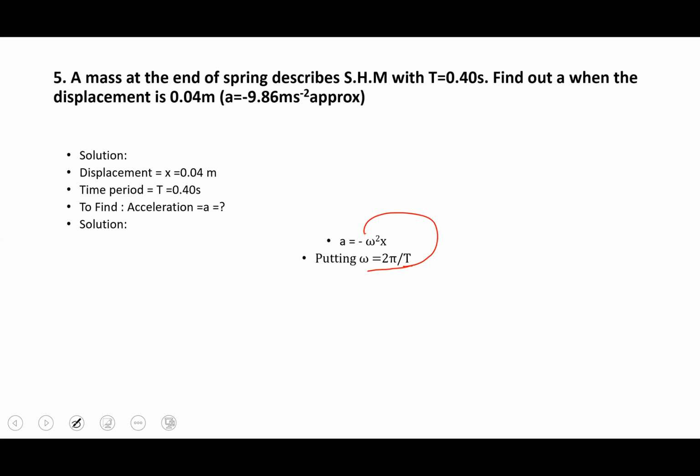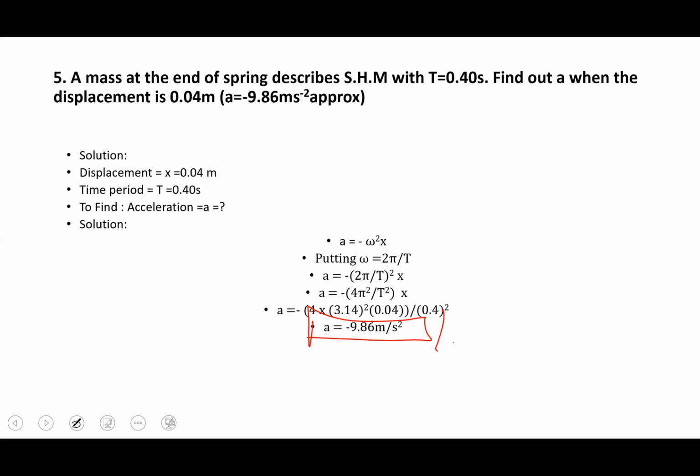So putting this value of omega in this equation, what do we get? It will be a is equal to minus 2 pi divided by t, whole squared, times x. Now we have the values of t and x, and we can find out the value of a as well. So a will be equal to minus 4 pi squared divided by t squared, into x. Putting values, what do we get? It will be minus 4 into 3.14 squared into 0.04 divided by 0.4 squared. So what is our answer? Our answer is minus 9.8 meters per second squared, which is our required answer as well.